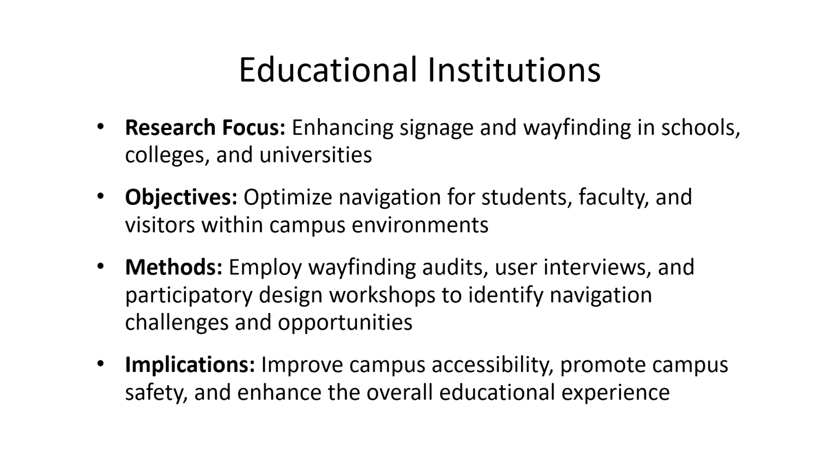Let's take another building type, which is educational institutes. Focusing on optimizing the navigation for students, faculty and visitors within a campus environment. This research on educational institutes can focus on this area, which is centered around enhancing signage and wayfinding within schools, colleges and universities. The primary objective is to optimize the navigation within the campus environment, ensuring that students, faculty and visitors can easily find their way to buildings, classrooms, offices and amenities.